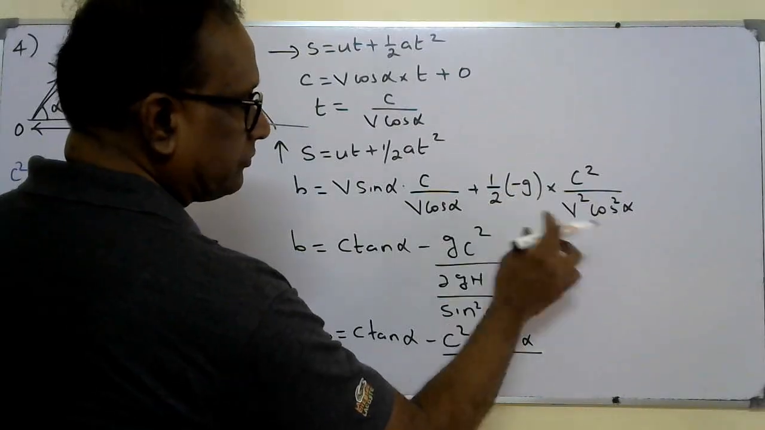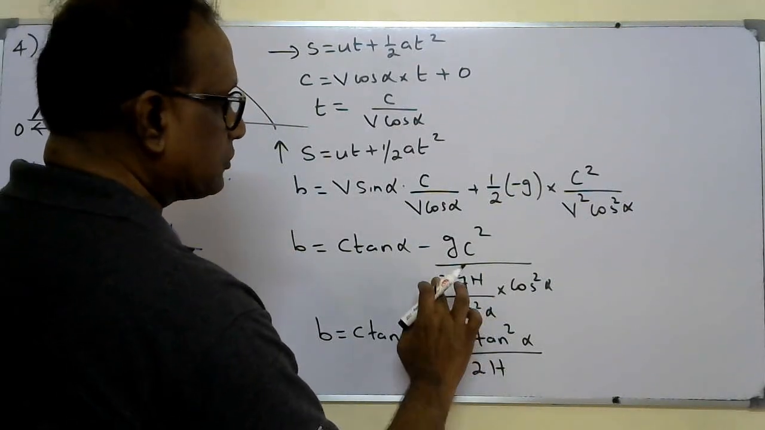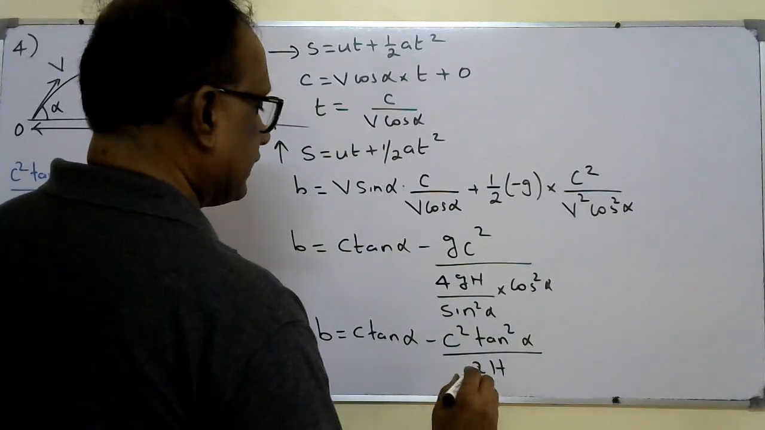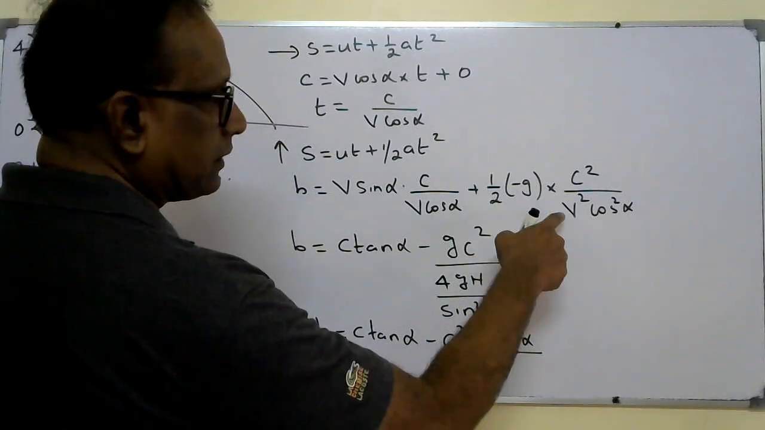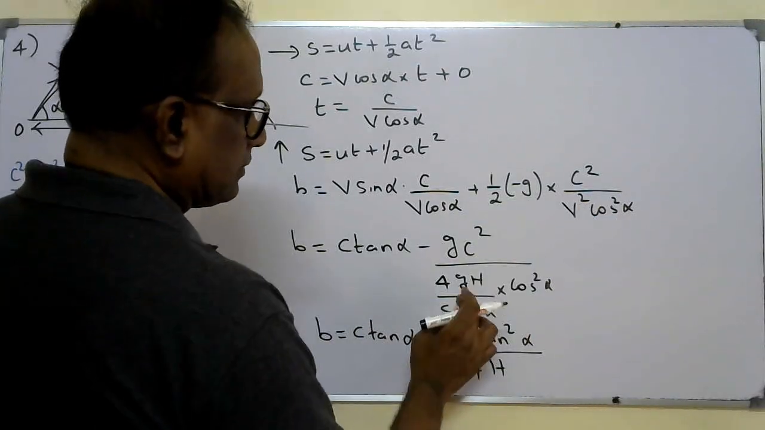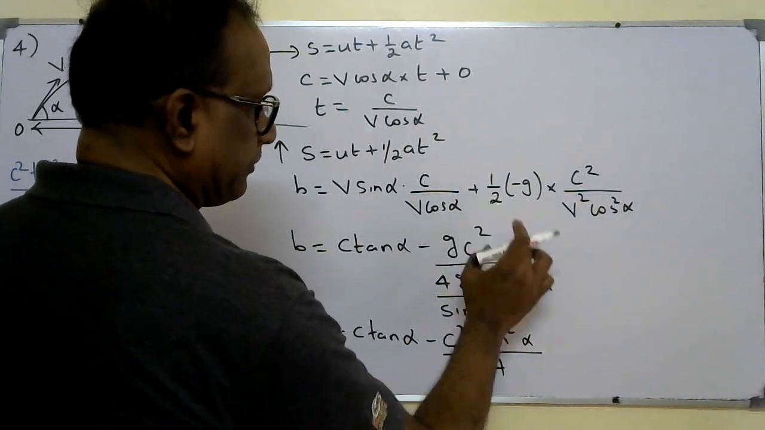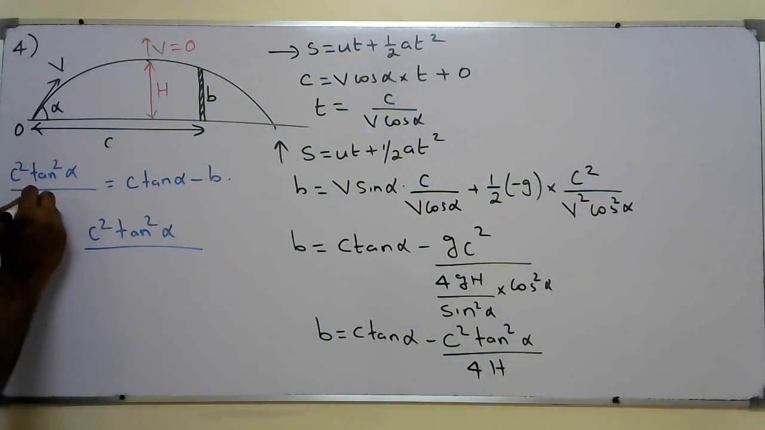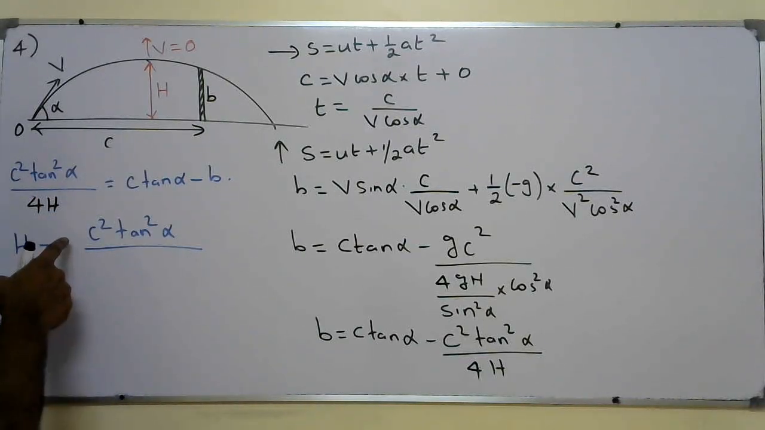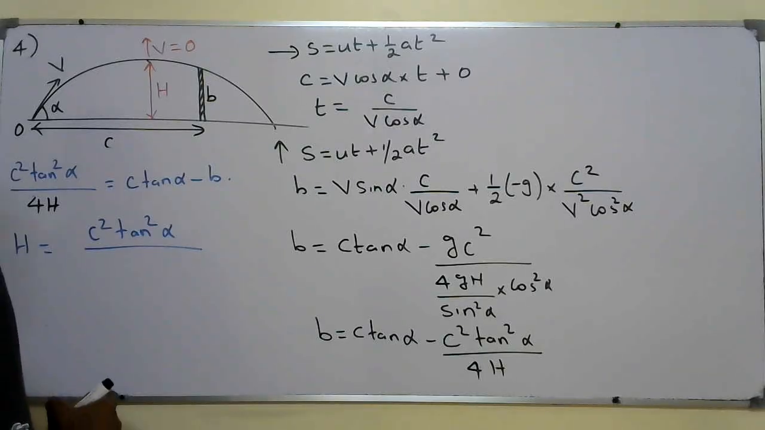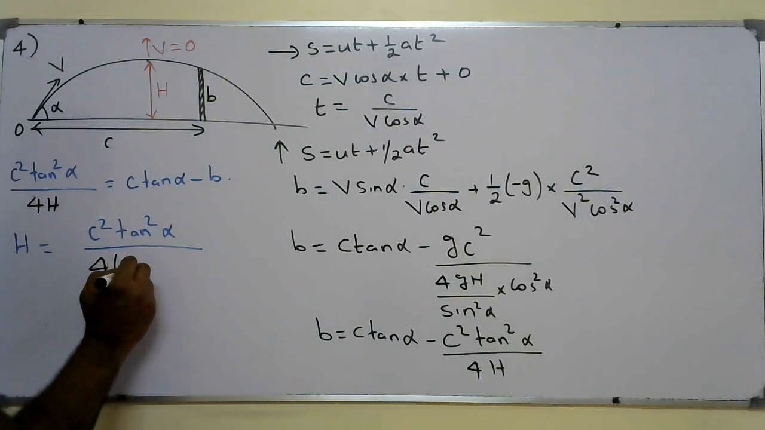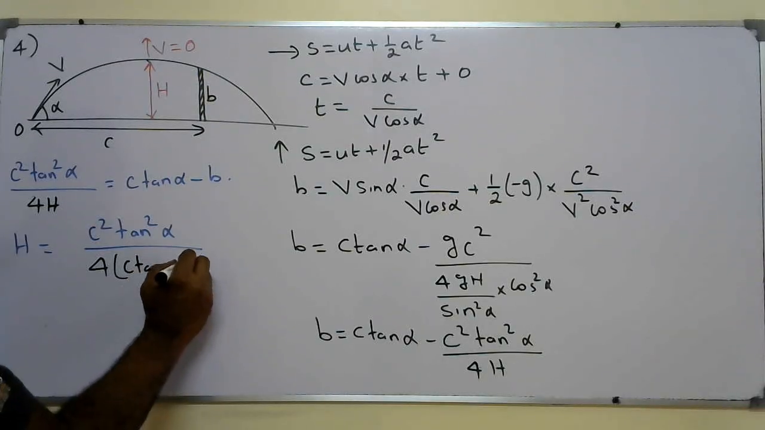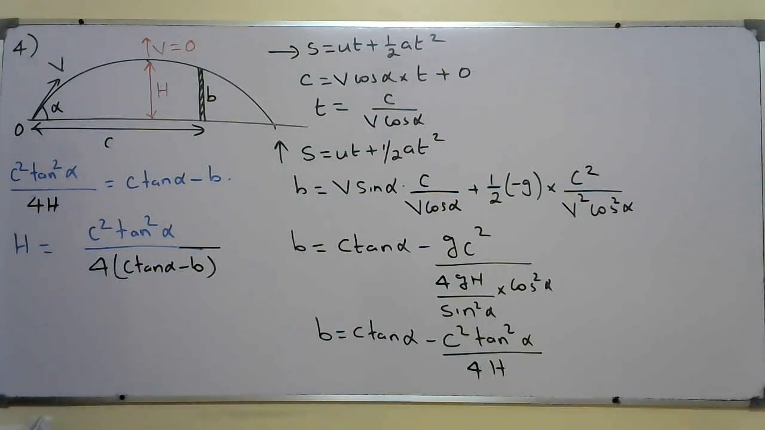So here v squared is equal to 2gh over sine squared alpha, and with the half I missed, it will become 4gh. So this will become 4h. Yeah, that's a careless mistake. So h equals c squared tan squared alpha over 4 times (c tan alpha minus b). Yes, that's the answer. We got it.